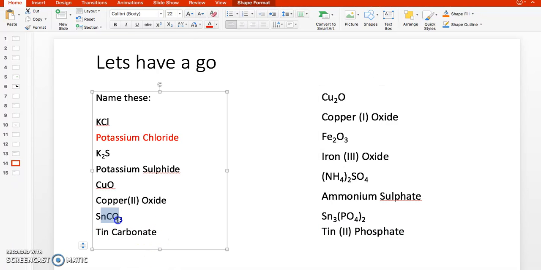Let's go back to this one now because I've realized I've made a mistake. We need to identify the charge of the tin in this one as well. We know that the carbonate is CO3 2-, and therefore this must also be tin 2 because they've bonded together in a 1-to-1 ratio.